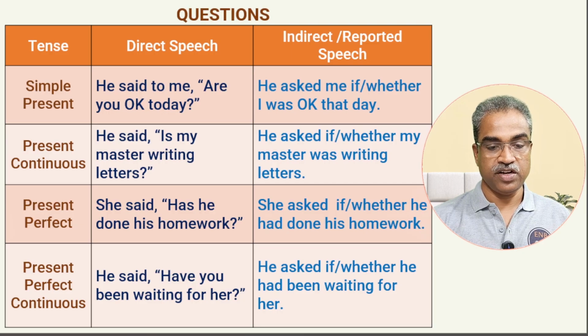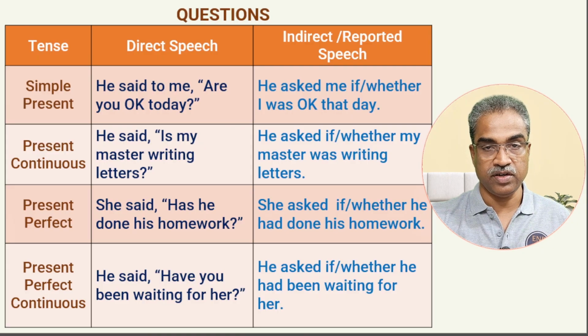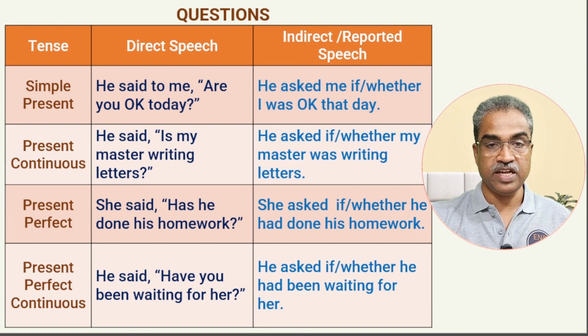Present continuous. He said, "Is my master writing letters?" He asked me, or he asked us, or he asked if my master was writing letters. Full stop. See, "Is my master writing letters?" is a question in the present continuous. It changes into "my master was writing", a statement in the past continuous.